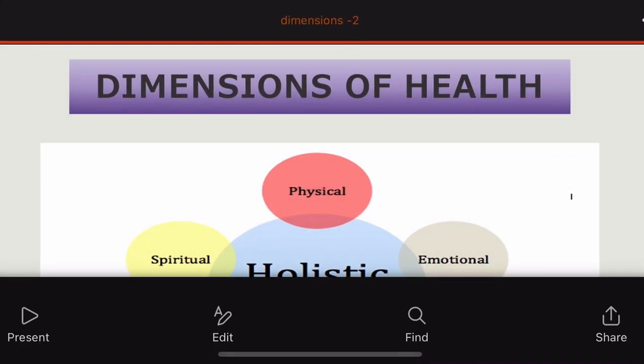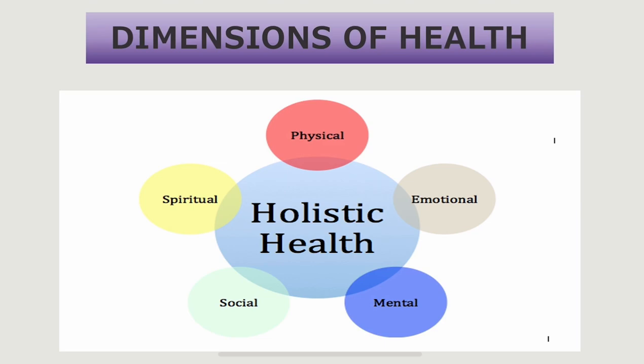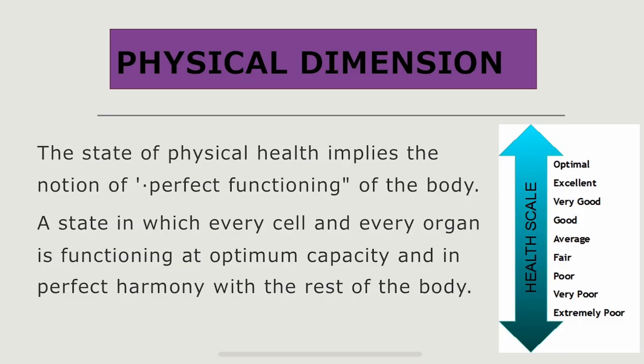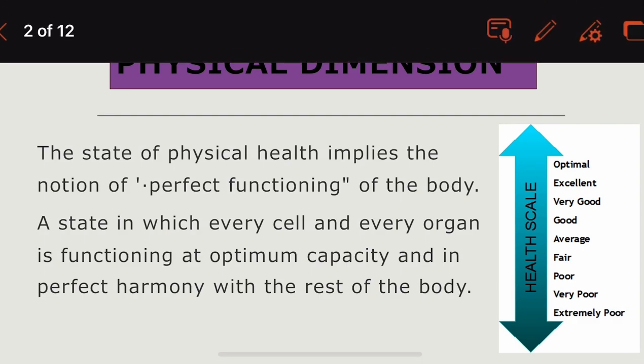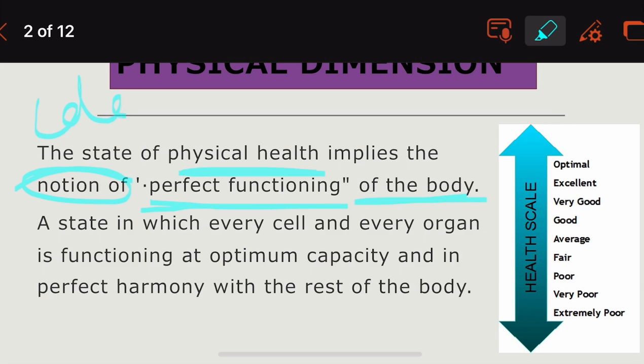What is dimension? Dimensions are nothing but the measurement of the health in terms of physical, social, mental, emotional, spiritual, and so on. Let us start with the physical dimension. What do you mean by physical health? Physical health implies the idea or notion of perfect functioning of the body. A physically fit person. Physical health means there is a perfect functioning of the body.